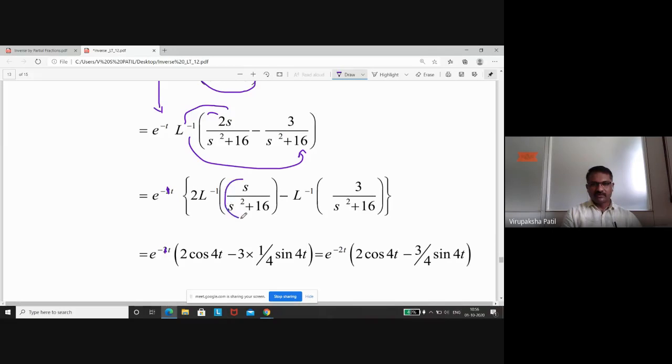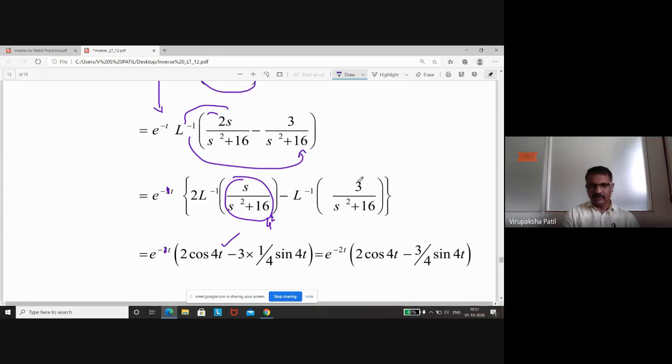So for L inverse of s divided by s square plus 16, 16 can be written as 4 square. Using the standard result, it becomes 2 as it is, L inverse of s divided by s square plus 4 square, where a is 4 here. You can write 2 times cos 4t. Okay, this term is done. Is it clear?